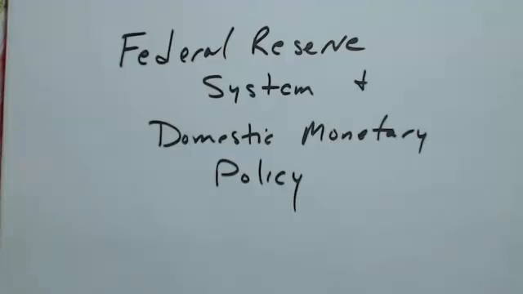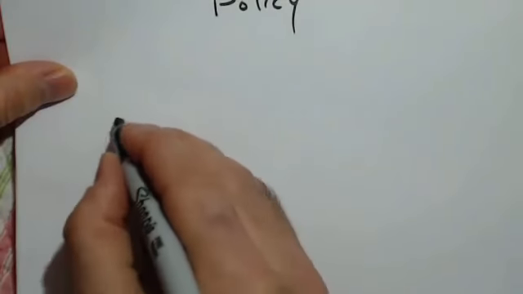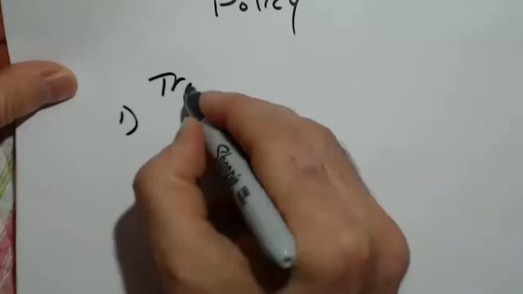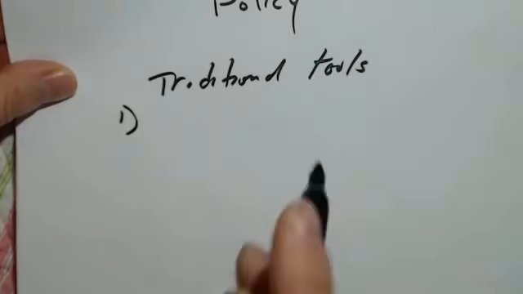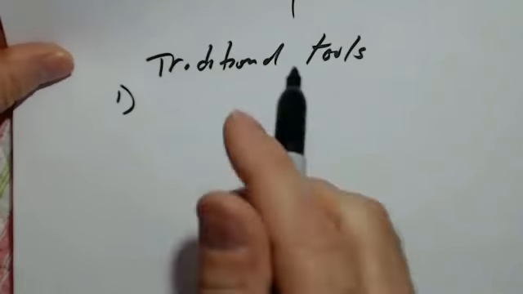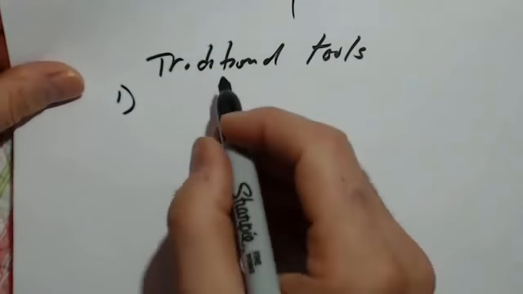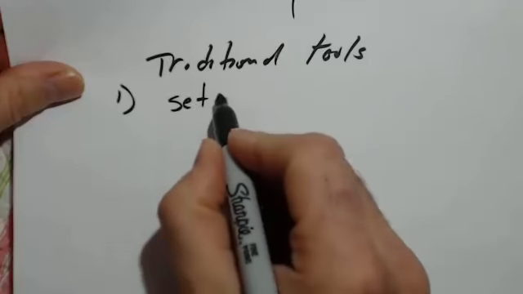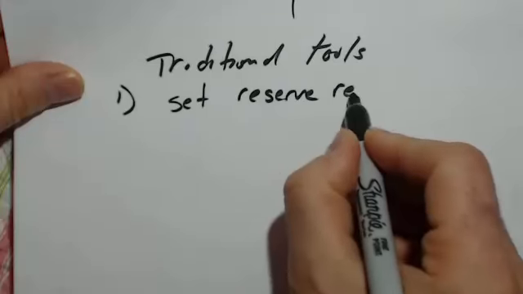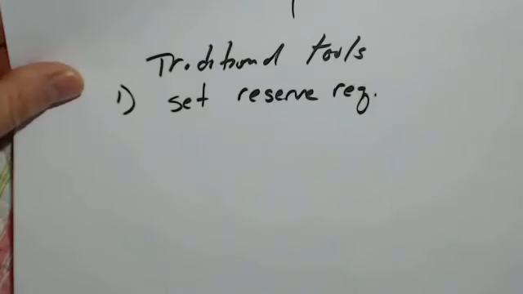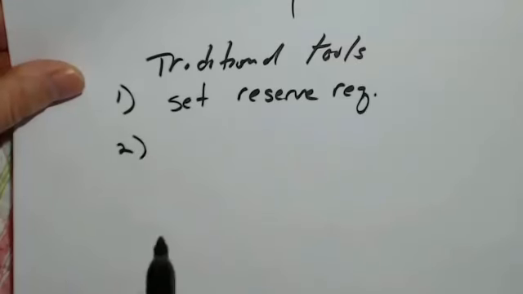Now, the traditional tools for the Fed are this. There are three main traditional tools that the Fed has to manage the economy. One is to set or to change reserve requirements. And I'll define what that means in a few seconds. Let's go through the other tools.